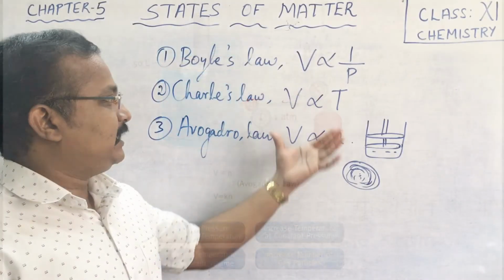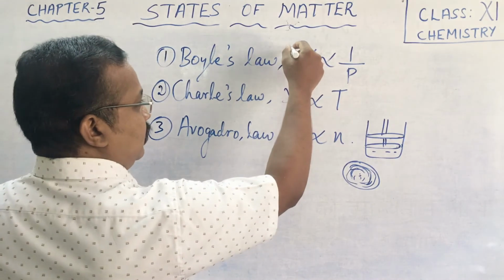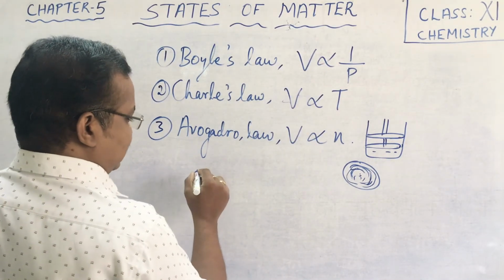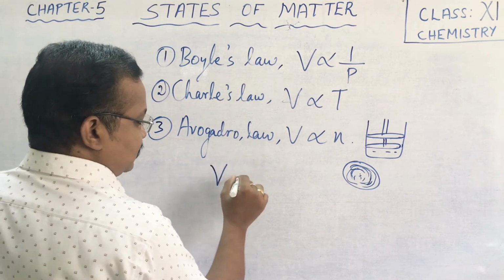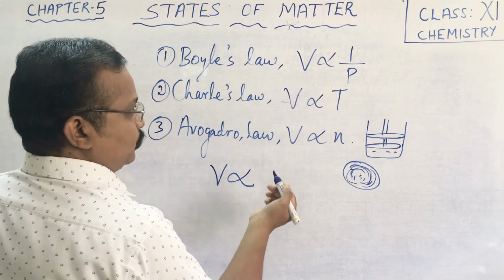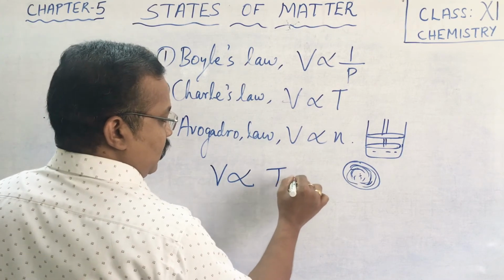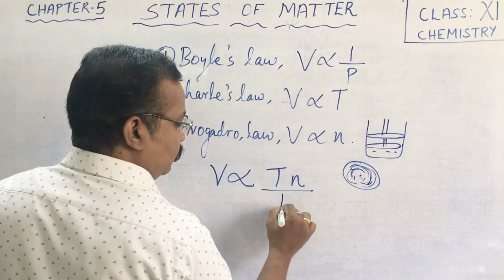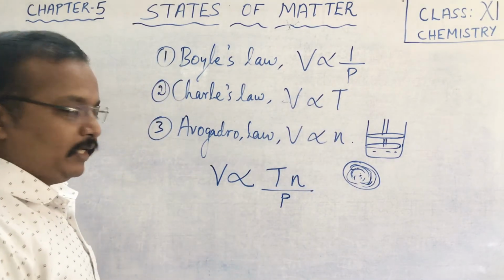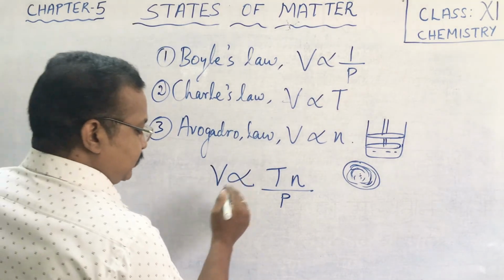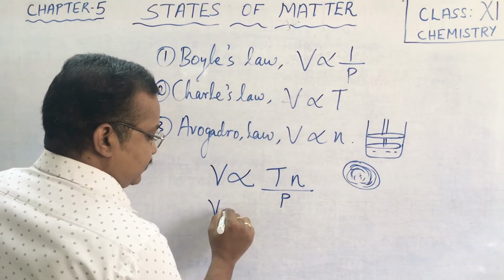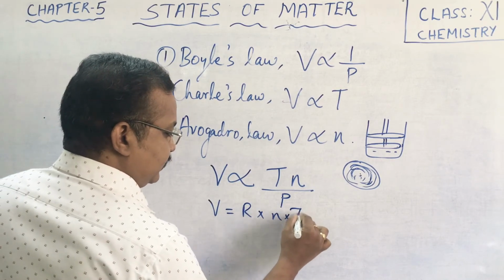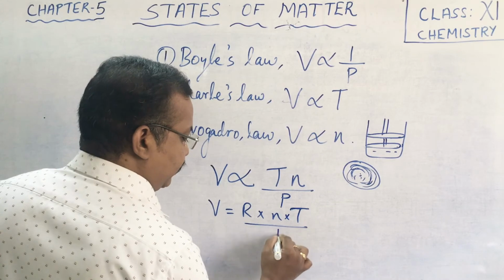So now if you see here, in all these cases, volume is the common thing. That is, we can say that volume is directly proportional to temperature, and number of moles also, and inversely proportional to what? Pressure. Okay. Now if you change the proportionality, we can write it as V is equal to R into n into T divided by P.